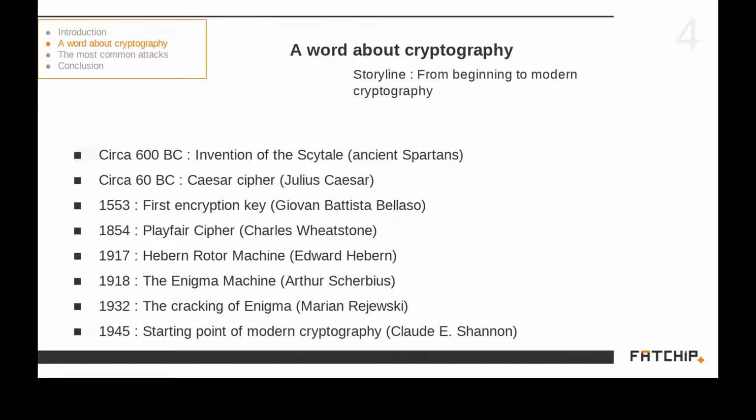Then in 1945, Shannon wrote an article that was called Mathematical Theory of Cryptography. That was the starting point of modern cryptography. Shannon did a lot for IT and communication. He's well known for many other things, including the very basic schema of communication: sender, emitter, channel, reception, and so on.